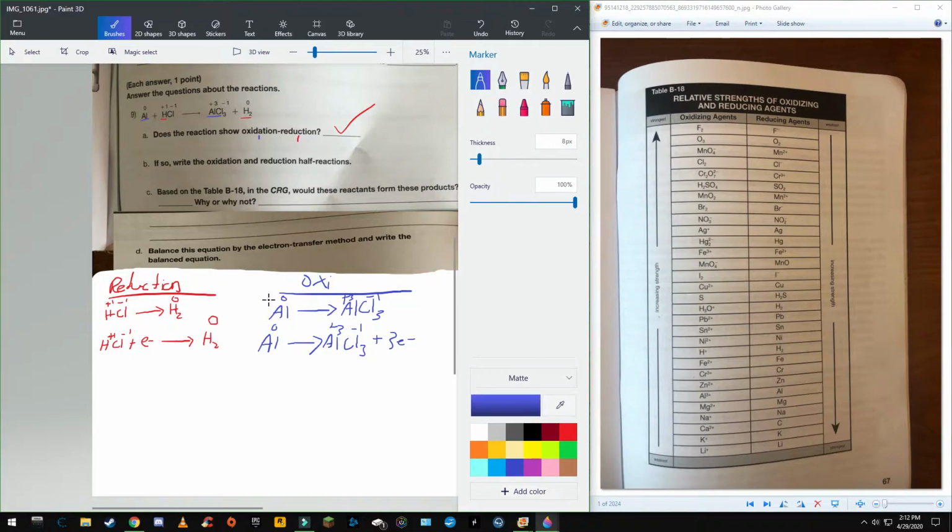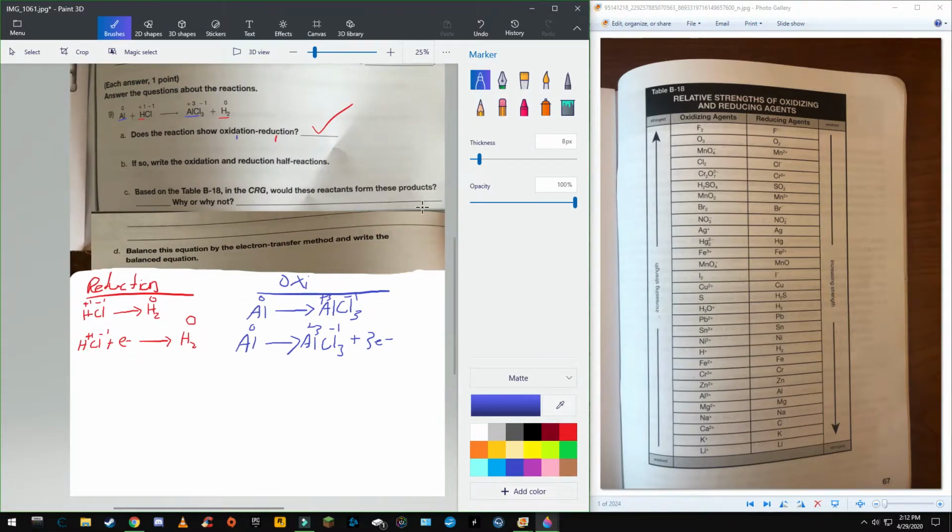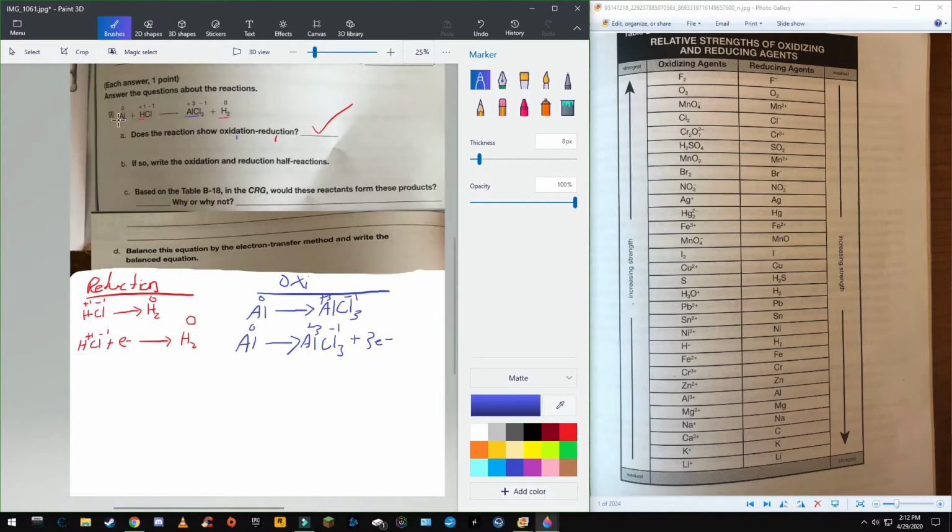So now we're going to move on to part C. So from the table, would these reactants form these products, et cetera. So pretty much all you got to do is look at this table here, and let's find aluminum, all right? So we go look down, look down, look down, aluminum, all right? And this is saying it's an oxidation reactant, right here. Oxidizing agents, reducing agents. So we see aluminum 3, right? Do we have that? Aluminum with a plus 3 charge? We do. And across the board, it's just regular aluminum with no charge. Yes, we do. So yes, these would.